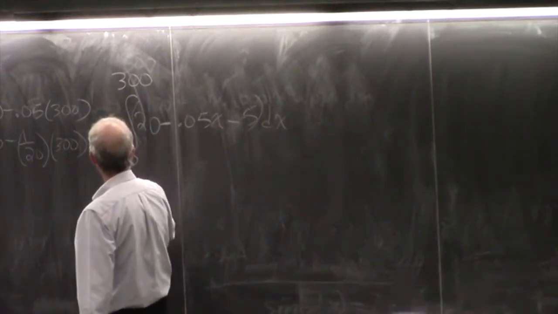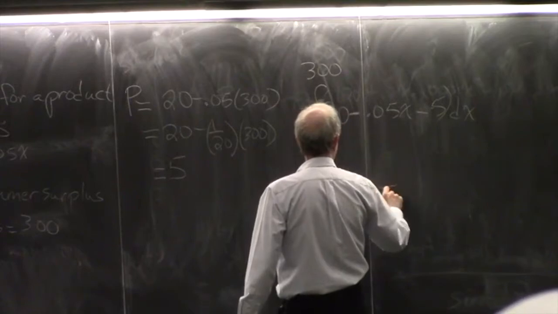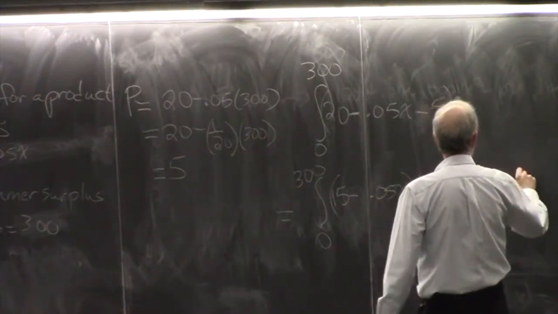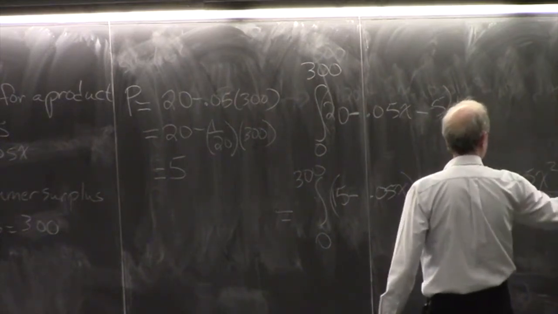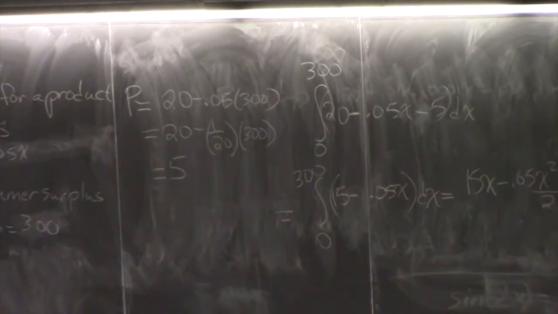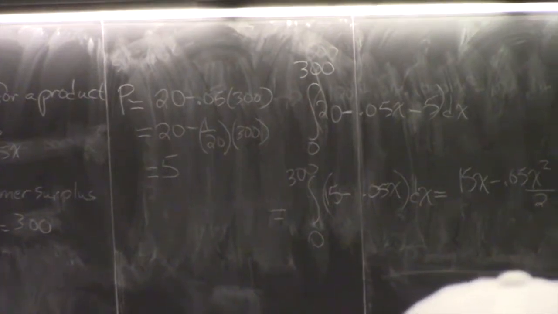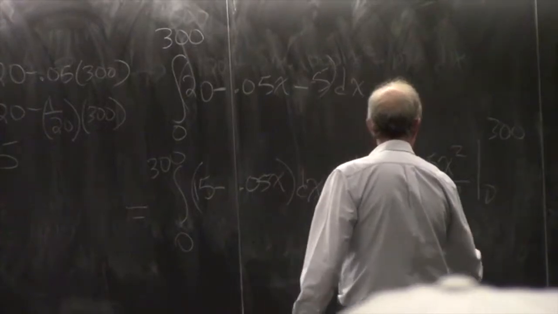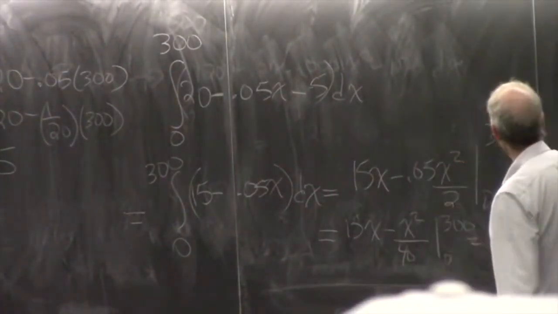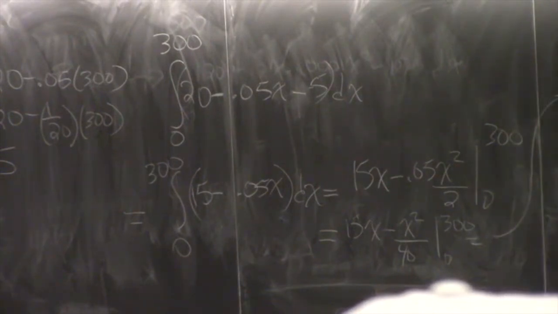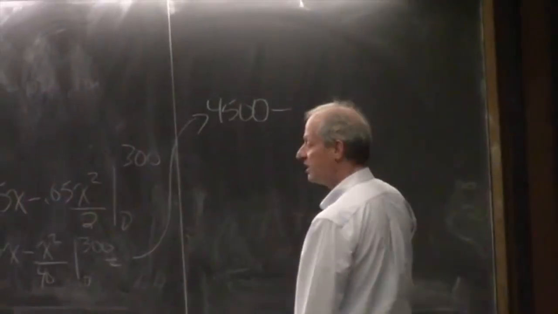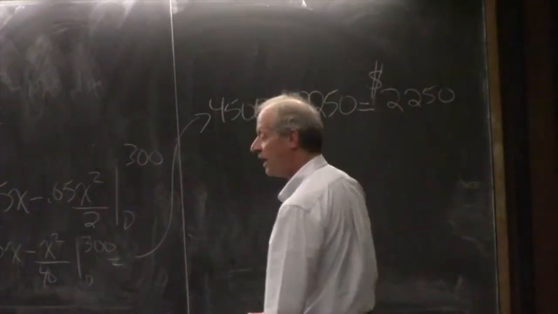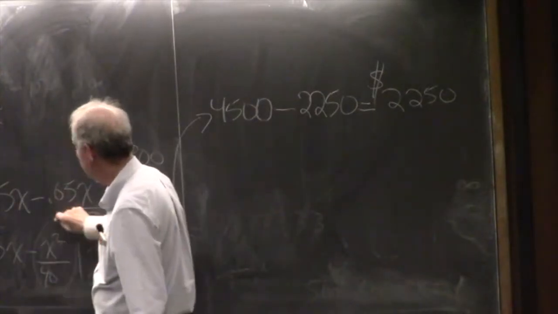Okay, so that's from 0 to 300, 15 minus 0.05x dx. Integrate that. You get 15x minus 0.05x squared over 2, 0 to 300. So look, if you get to there, you're going to get most of the points. Okay? So I am sympathetic. If you want to do that last little step, you could also say this is 15x minus x squared over 40 from 0 to 300. Okay? That's 4,500 minus 90,000 over 40, which is 2,250. Very good. Equals 2250.